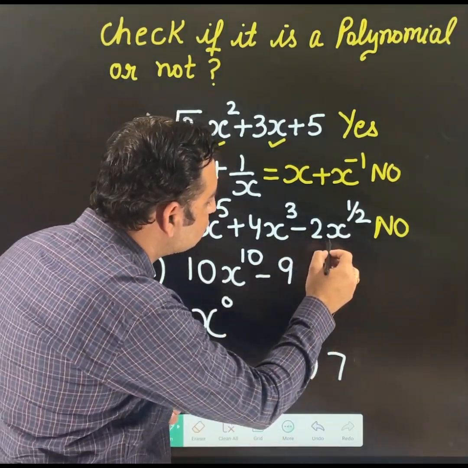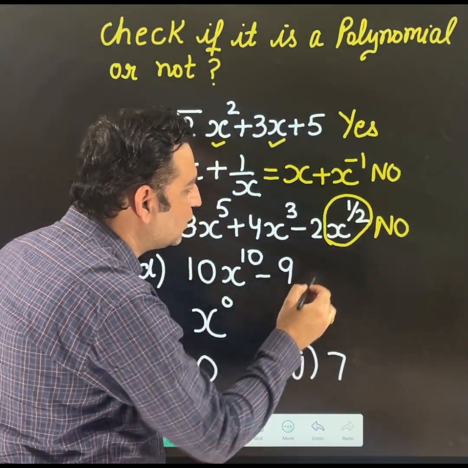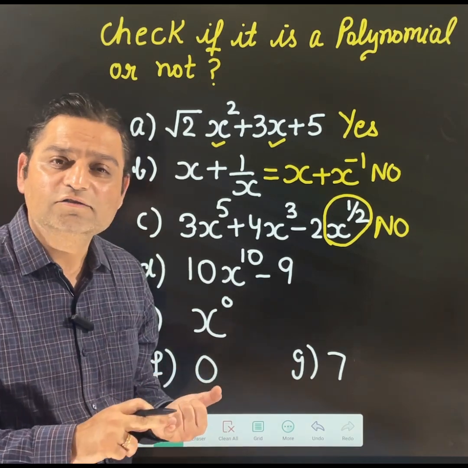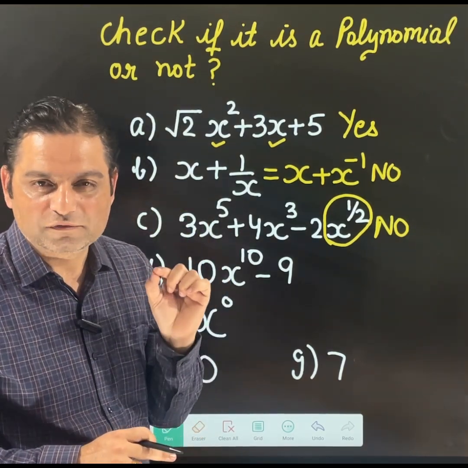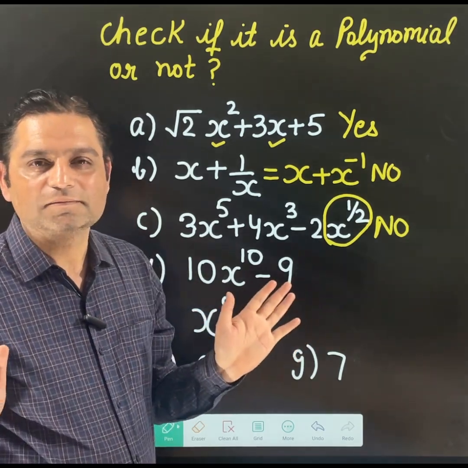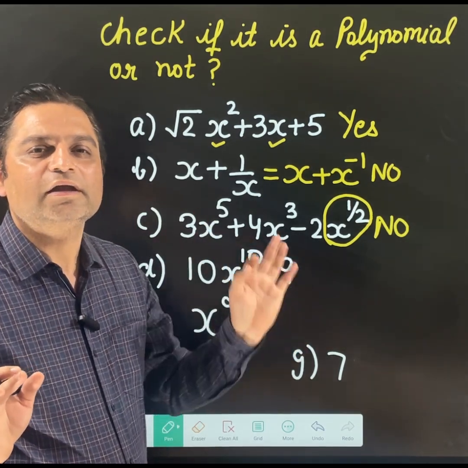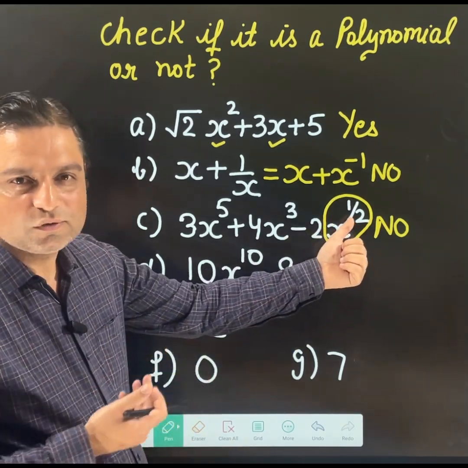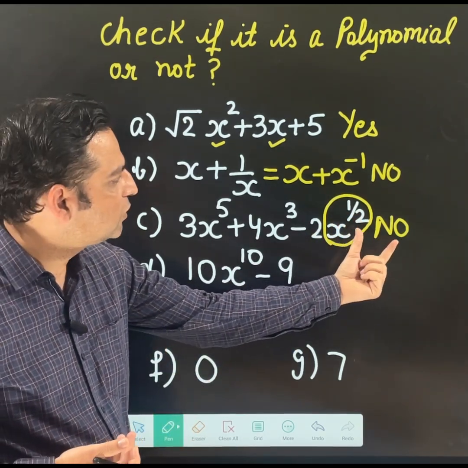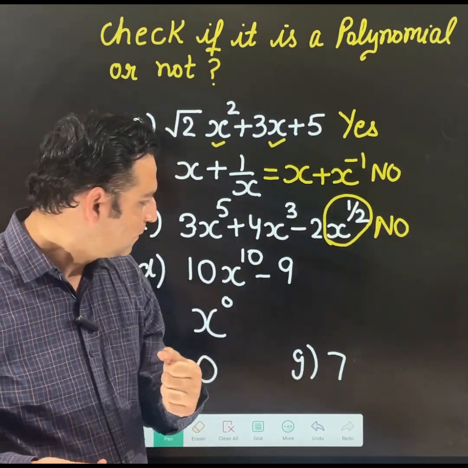Here, my focus was on this particular term, that x is having exponent as 1 over 2. That means root x, square root of x, which is not possible. Variable cannot come as a surd, or in other words you can say exponent cannot be a fraction, so it is not a polynomial.